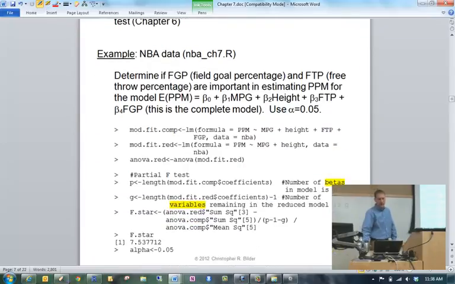Let's take a look at an example. Again, this is with the NBA guard data set. This is on page 7.7. So what I'd like to do is determine if field goal percentage and free throw percentage, notice both are measurements of how accurate a player is in shooting the basketball, are important in estimating PPM for the model that has MPG, height, free throw percentage, and field goal percentage in it. This is my complete model. So my reduced model only has MPG and height in it. So what do I need to do here?